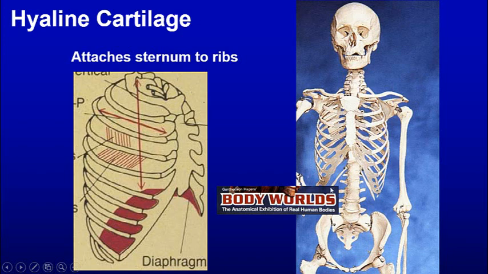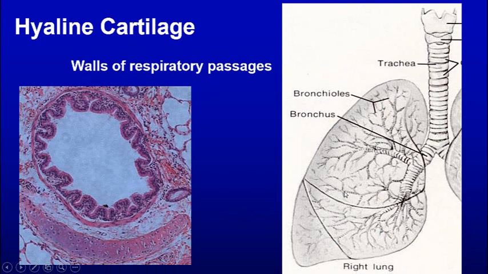We have it. This is cartilage in through there. Thanks to Body Worlds for letting us show that. And then also the cartilage in the respiratory tract, not only in the trachea but also in the bronchus. So the difference between bronchus and bronchioles is whether you have cartilage or not.